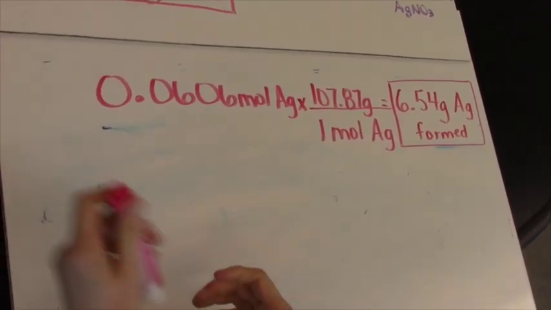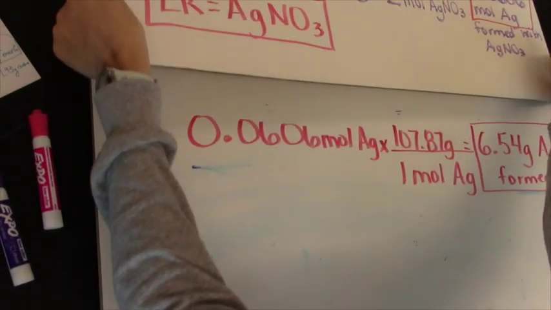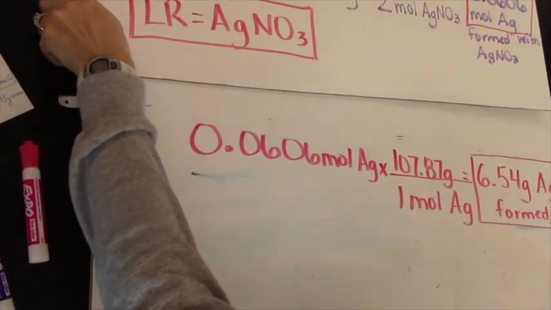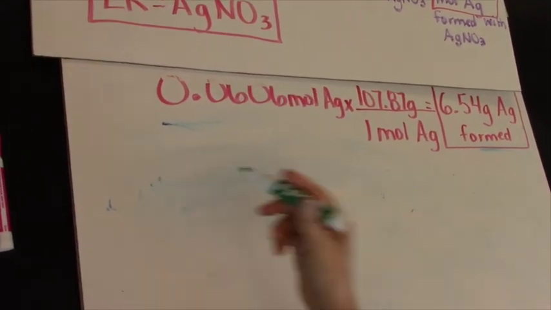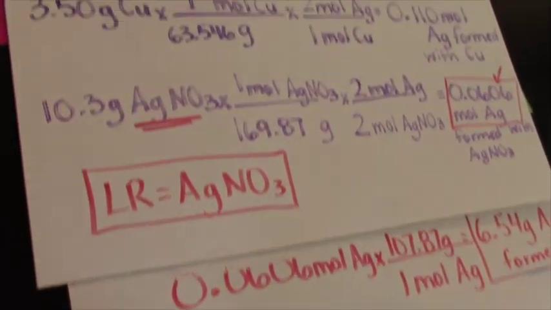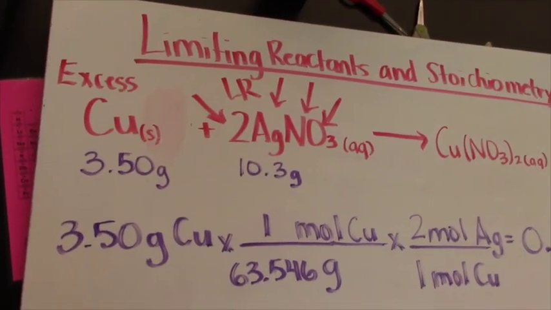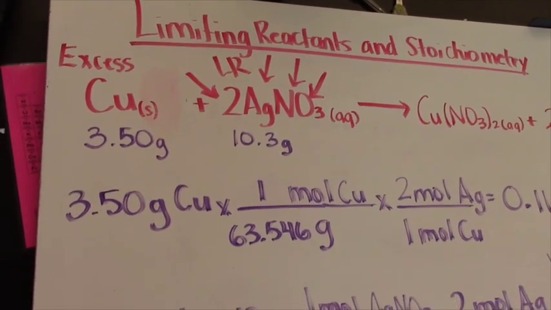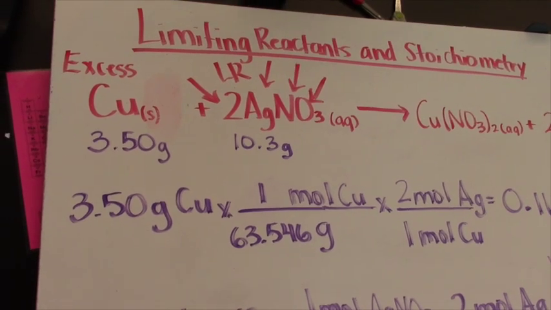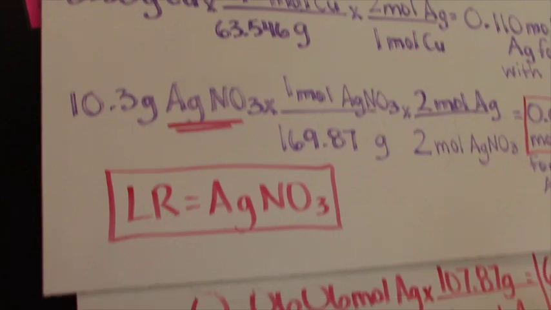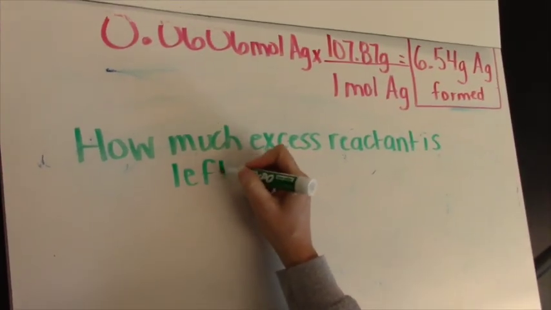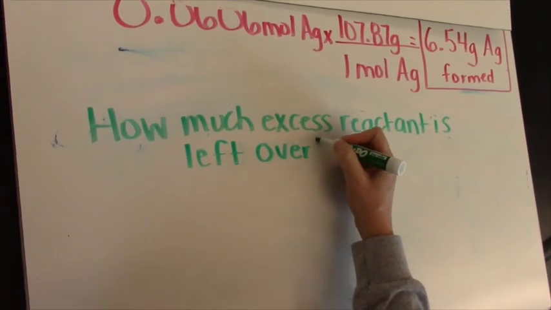Now the last thing that we'll probably want from you on this one is to find out what is the excess left over. Obviously our excess reactant is, from our balanced equation up here, copper. So what we now need to do is find out how much of that copper is left over, because we know all of the silver nitrate will be consumed. So that would be a question that would be asked of you as well. How much excess reactant is left over?